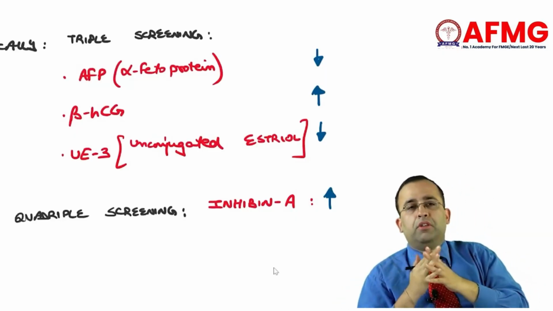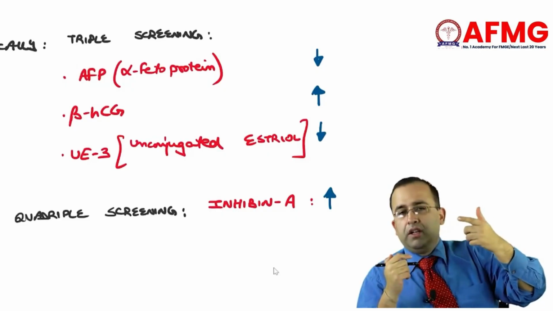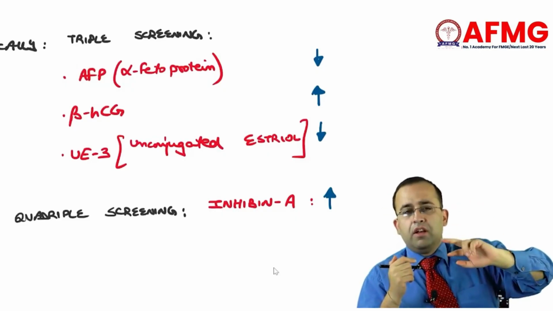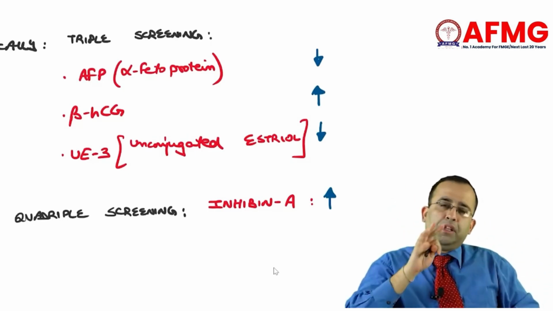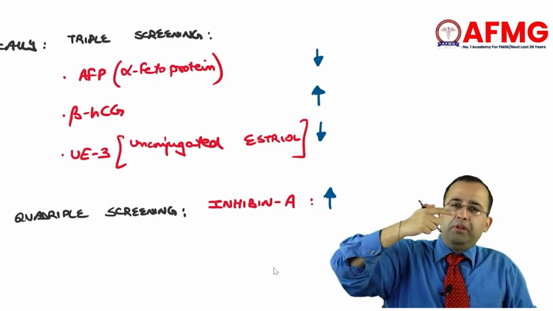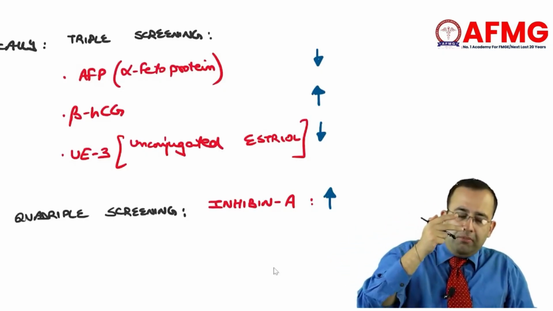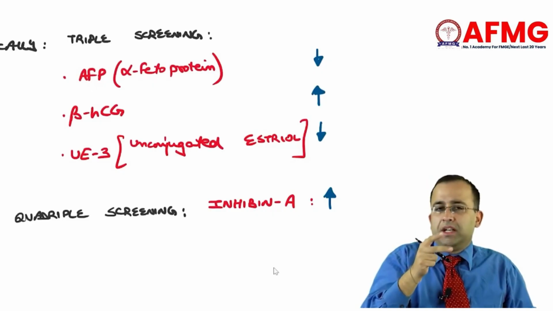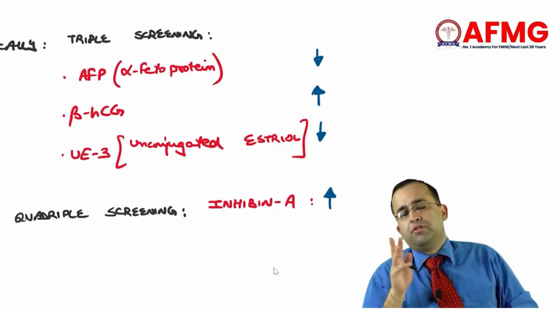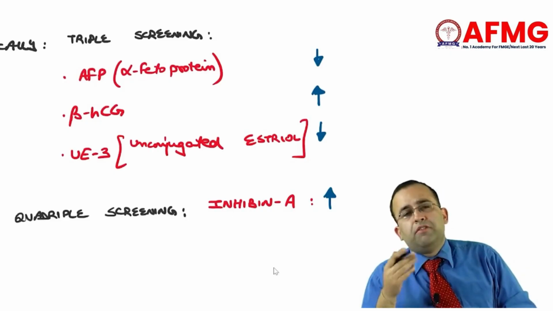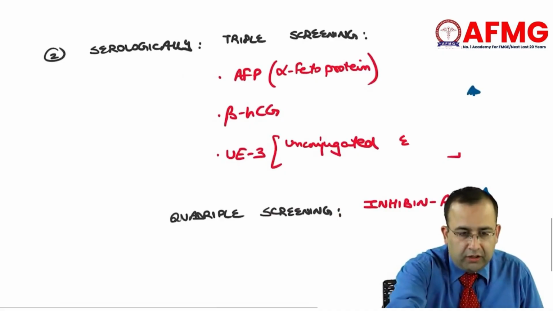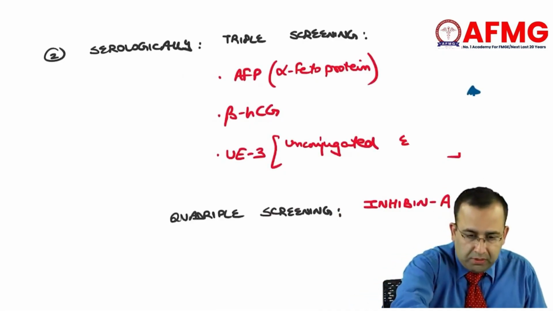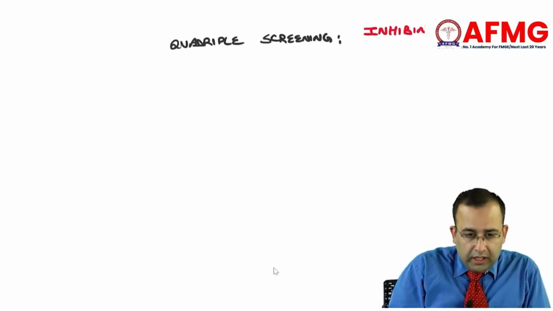बहुत ही important है. Radiologically, the nuchal fold thickness increases. Serologically, triple screening and quadruple screening. Triple screening में हमने 3 markers देखे, AFP, beta HCG and UE3, unconjugated estriol. Quadruple screening we saw inhibin A also. This is antenatal diagnosis of Down syndrome. Next point, clinically.